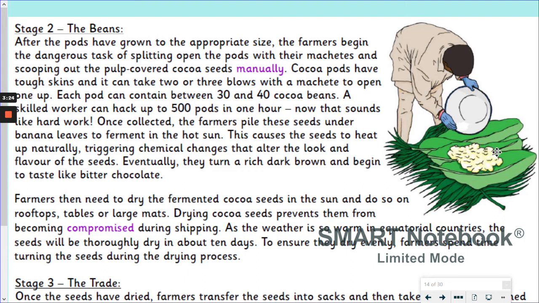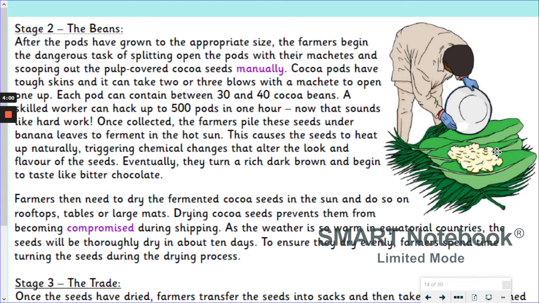Once collected, the farmers pile these seeds under banana leaves to ferment in the hot sun. The word there, ferment. Fermenting is a process that certain foods and drinks undergo. It's one that's used a lot in alcoholic drinks. When sugar is allowed to ferment, it turns into alcohol, and this is how we get wine and beer. So wine is made by allowing the sugars in grapes to ferment, and then they produce alcohol in the grape juice, and this gives us wine.